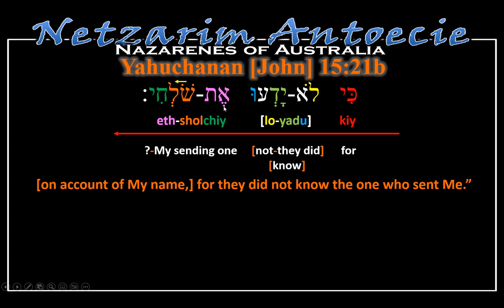They is the end of it. That's the pronoun. Et, grammar marker, sholchi, meaning my sending one. My sending one. So on account of my name, for they did not know the one who sent me. That's the English way of saying it. And we read it. Ki lo yadu et sholchi.